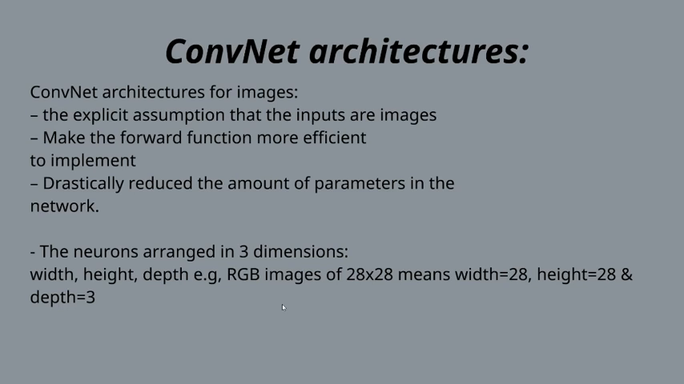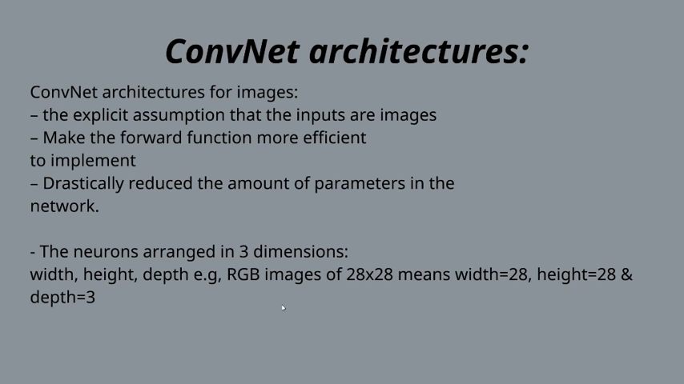Okay, now convolution neural networks expect inputs as images. As I mentioned, they were mainly introduced for solving problems related to images. So it expects an input as an image. They make the feed forward function more efficient to implement.